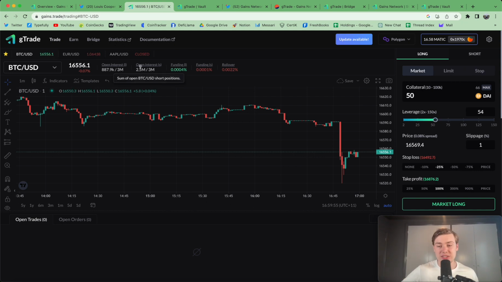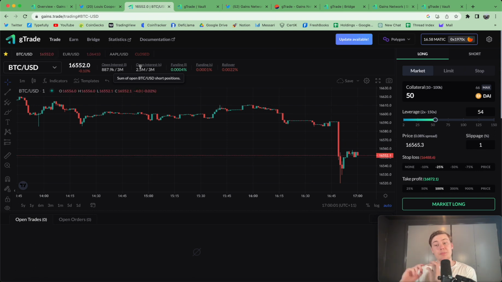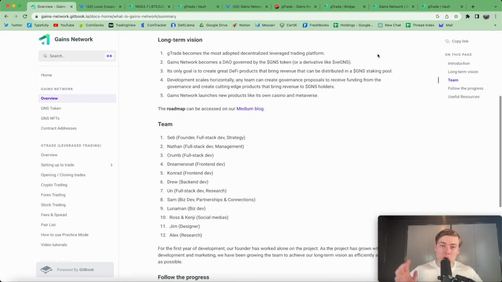Now, they are an Oracle-based exchange, meaning they take price data from oracles, and they use this to feed the platform. And then when you bet on the platform on a long or you bet on a short, you're essentially betting against the stakers of DAI in the pool. So if you make money on a trade, the stakers pay, and if you lose money on a trade, well, the stakers earn.